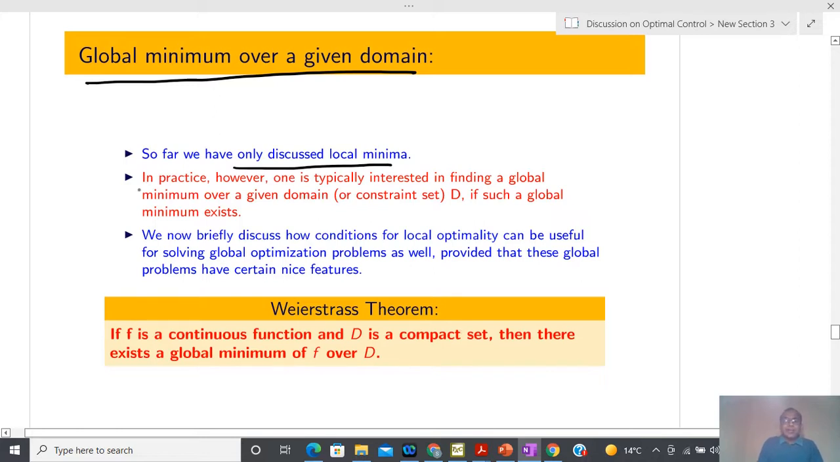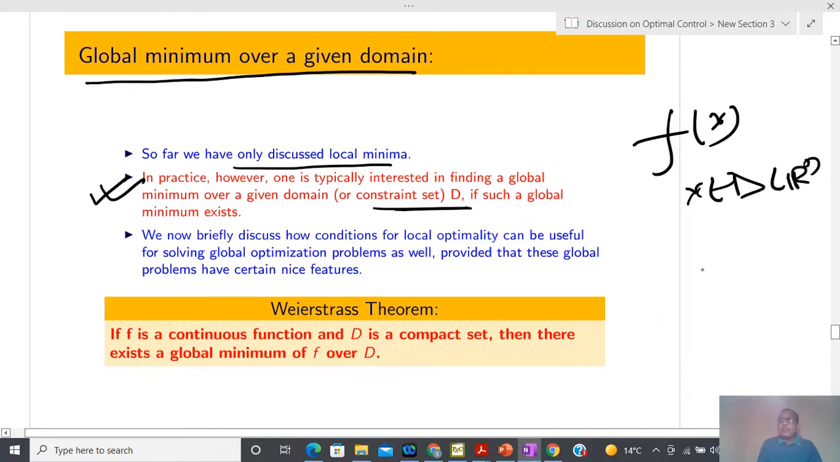Okay, so the same kind of things I have written: typically we are interested in finding a global minimum over a given domain. And again, most of the time when we are solving engineering problems, this is a real valued function, and at that time I have this kind of assumption.